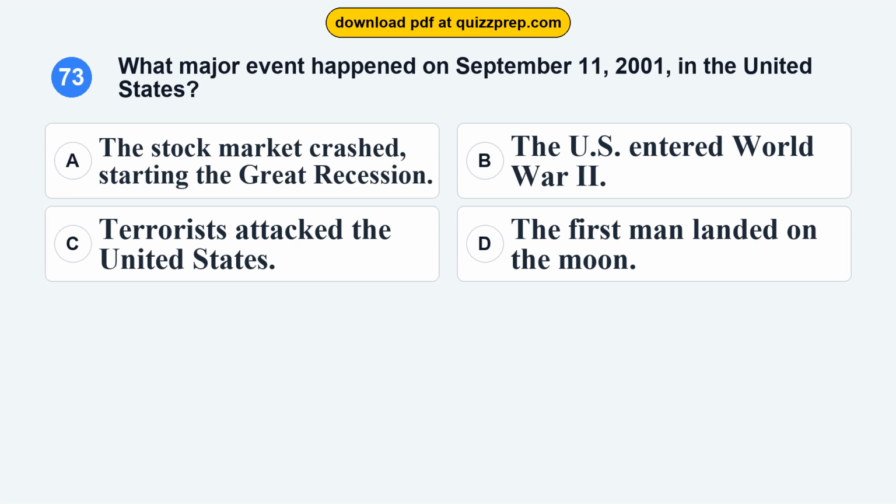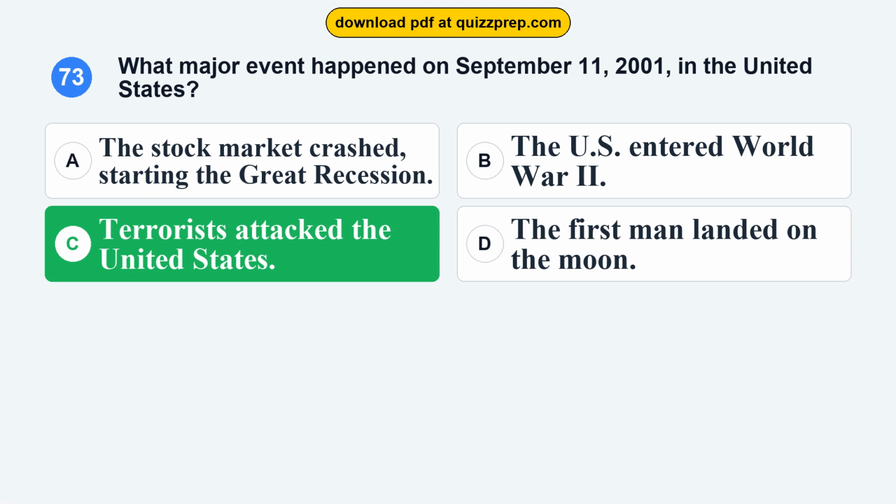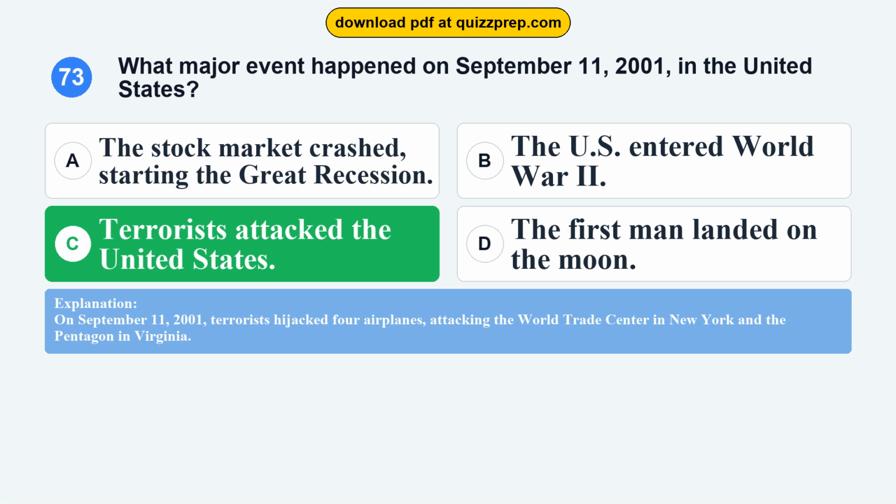Question 73. What major event happened on September 11, 2001, in the United States? Option A, the stock market crashed, starting the Great Recession. Option B, the U.S. entered World War II. Option C, terrorists attacked the United States. Option D, the first man landed on the moon. The correct answer is option C, terrorists attacked the United States. On September 11, 2001, terrorists hijacked 4 airplanes, attacking the World Trade Center in New York and the Pentagon in Virginia.